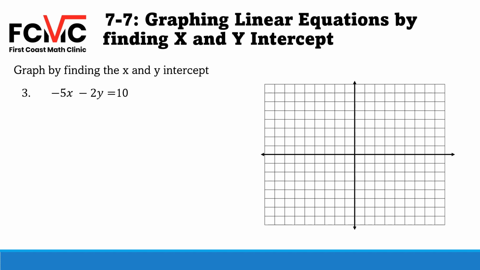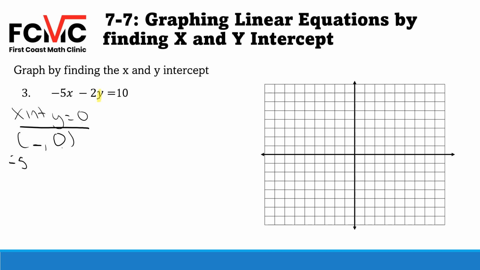So number 3, I've got negative 5x minus 2y equals 10. So let's find our x-intercept. So y is equal to 0. So let's start it like this, just to be a little bit more definitive with what our answer should look like. So I'm going to take that y value, put it right here. So we're just looking for this x value, okay? So y is equal to 0.